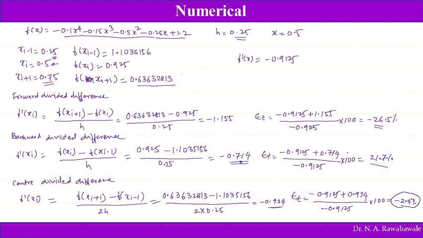So comparing the methods, that is forward divided difference, backward divided difference and center divided difference, the error in the center divided difference is minimum, and when we take a lower step size, the error is going to get reduced compared to the previous values or higher step size. The lower the step size, the lower the error, and the error which we have seen using the center divided difference formula is the least.